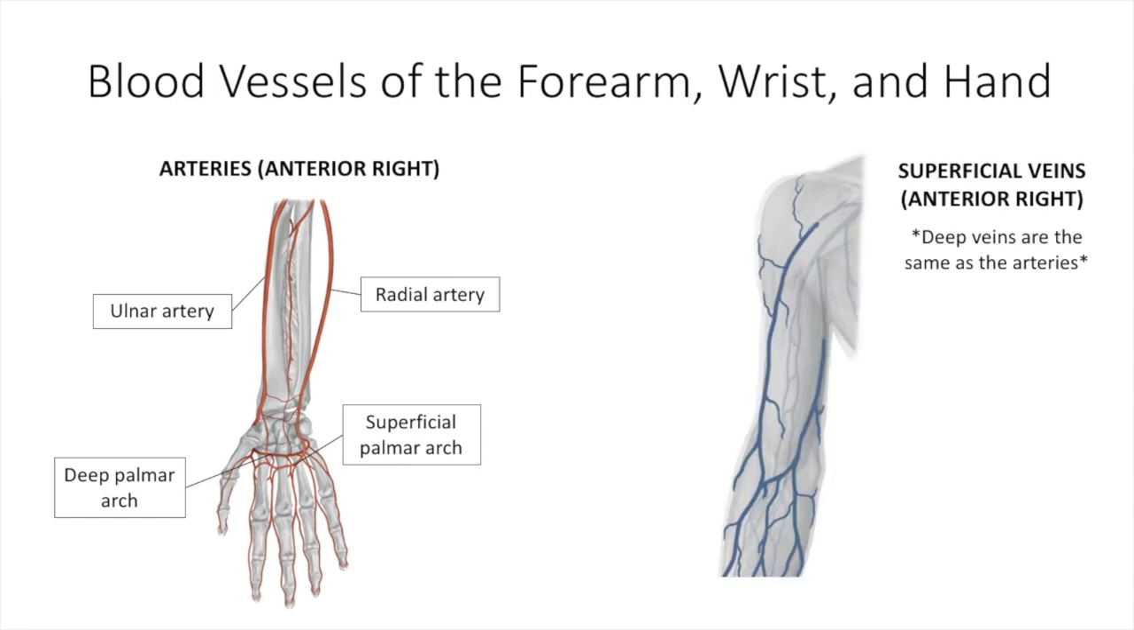The deep veins are actually the same as the arteries, so we're not looking at those. But the superficial veins you can see here on the anterior right arm and part of the forearm. So the cephalic vein runs from the lateral wrist up the lateral forearm and arm and drains into the subclavian vein. And then the basilic vein runs from the medial wrist up the medial forearm and continues up the arm and drains into the axillary vein.